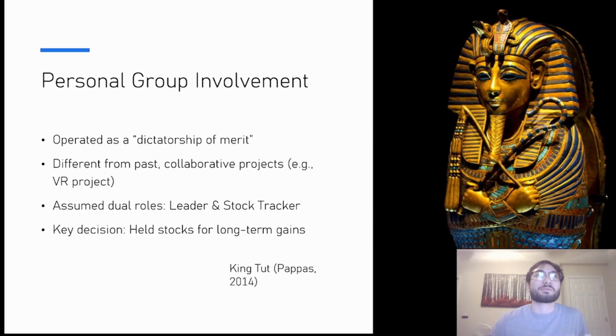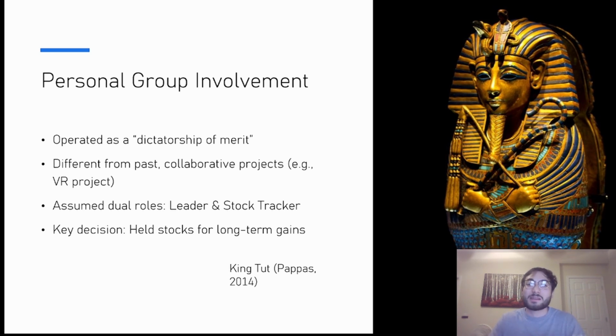Alright, so let's get started. Personal group involvement. This project has been very different from my past experiences, like my VR class project. We operated as a dictatorship of merit. I led both as a decision maker and stock trader. I monitored the portfolio closely and decisively chose to hold our first stocks, because it was a smart move given that real-life day trading rarely works.